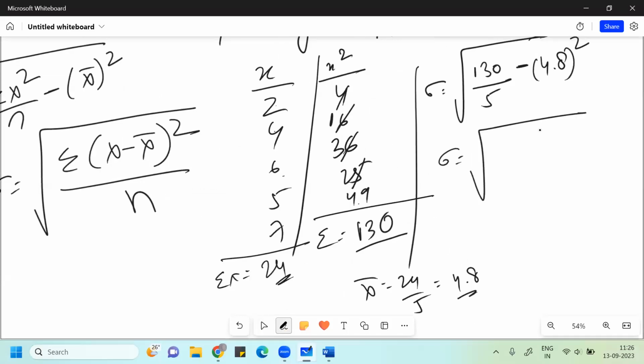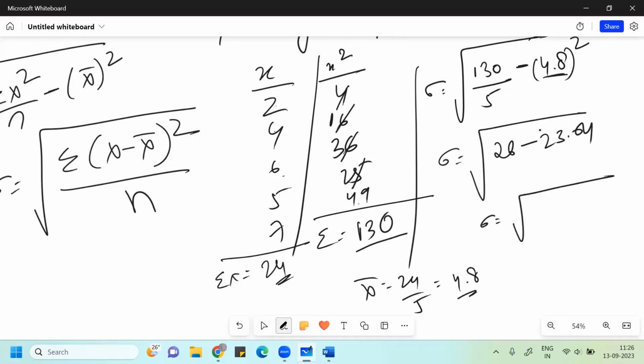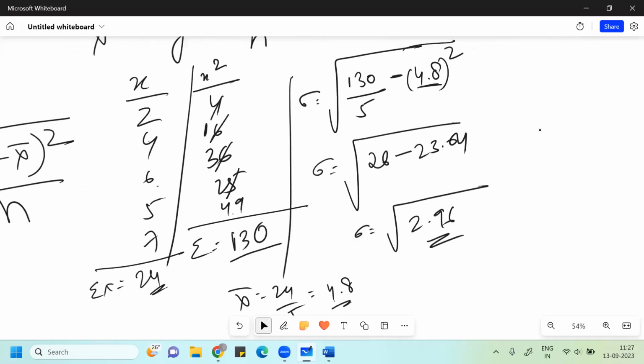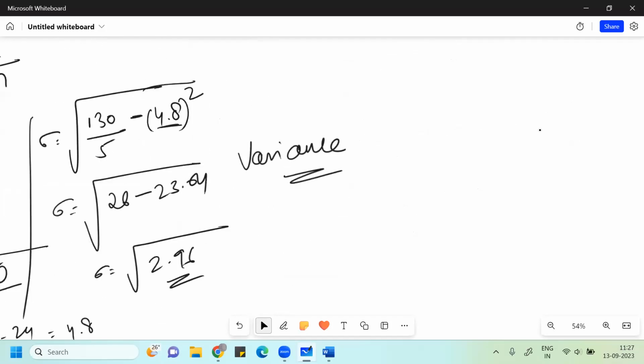Sigma is equal to the square root of 26 minus 4.8 square. That is nothing but 23.04. So sigma would be equal to the square root of 2.96. Just do the square root of this. This is the answer. So sigma means standard deviation, and the square of sigma is called the variance. Just remember these terms. You can expect some basic questions on statistics. Okay, variance is the square of standard deviation. Please remember this.